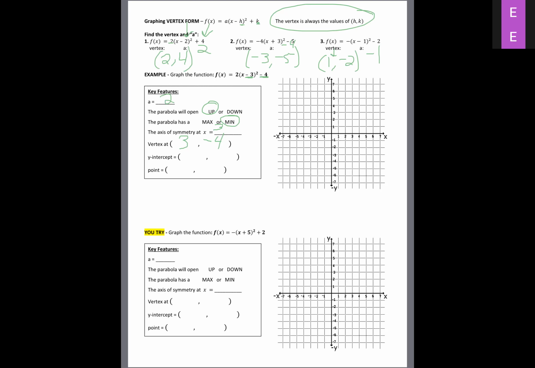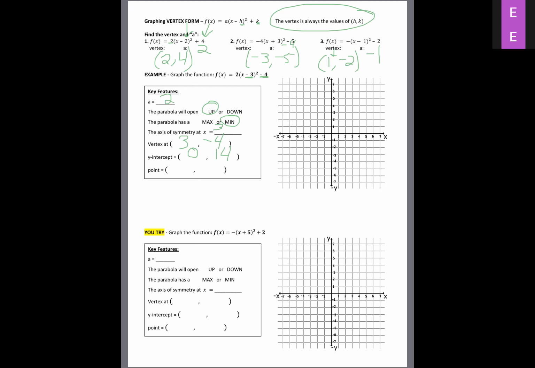All right, so y-intercept. It's not as intuitive as with standard form because I don't have a c here. But I'm going to find it basically the same way. I'm just plugging in 0 for x and I'm going to see what comes out. So if I plug in 0 for x into that example, I'm going to get -3 squared, which is 9, times 2 is going to be 18 minus 4. So I'll get 14. So 0, 14.